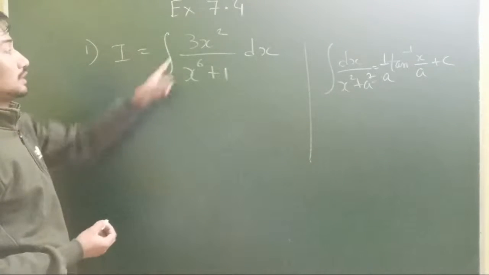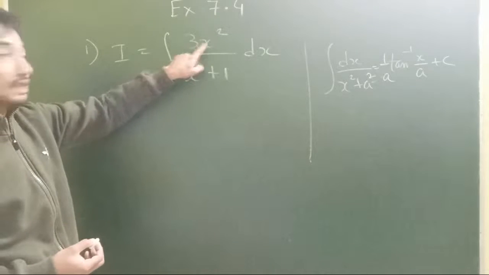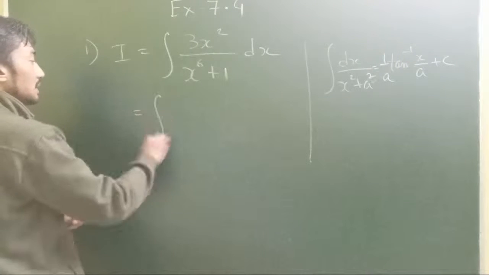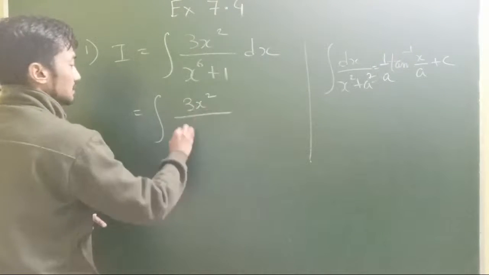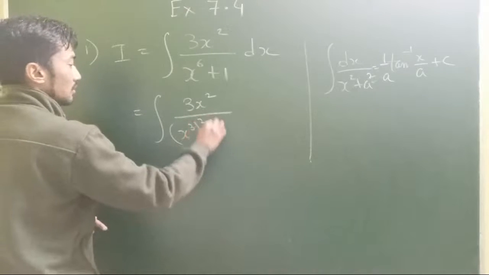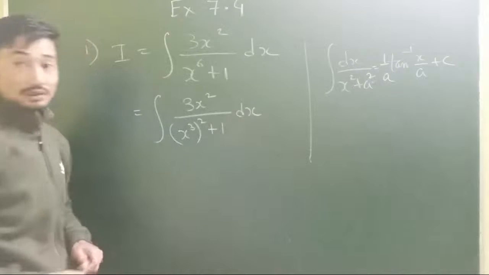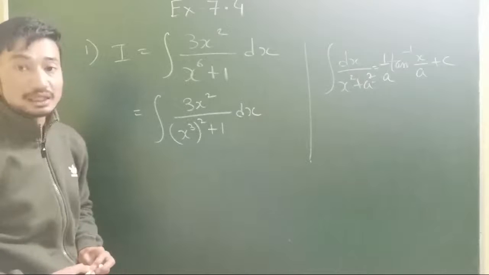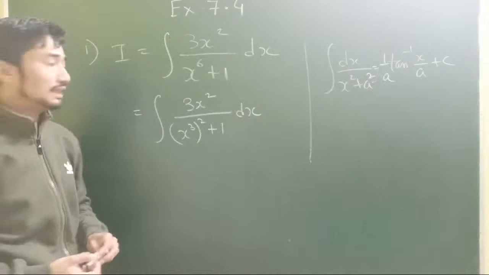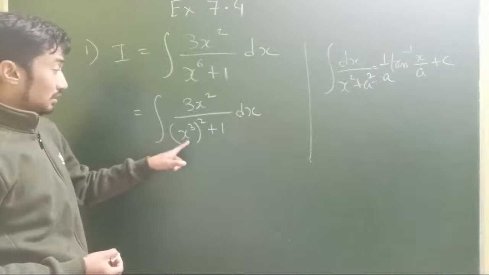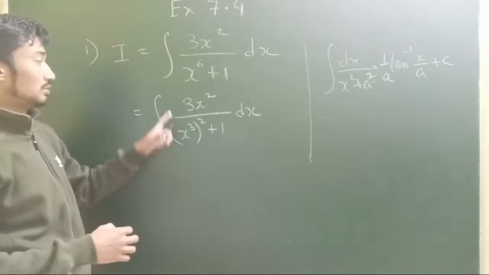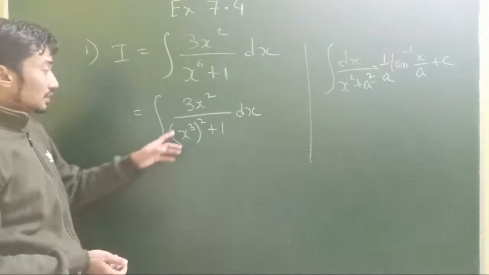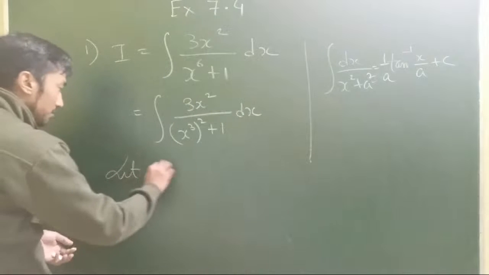So what can we do here? See, the hint is already given to you here. Instead of 3x squared, we have x power 6. So maybe we can do something like 3x squared over x cube whole squared plus 1, because of course the concept of differentiation is very important. The knowledge of differentiation is very important in integration. I've been continuously telling you that from day one, because the concept of differentiation only will help you solve integration. Otherwise, how will I know what to substitute?